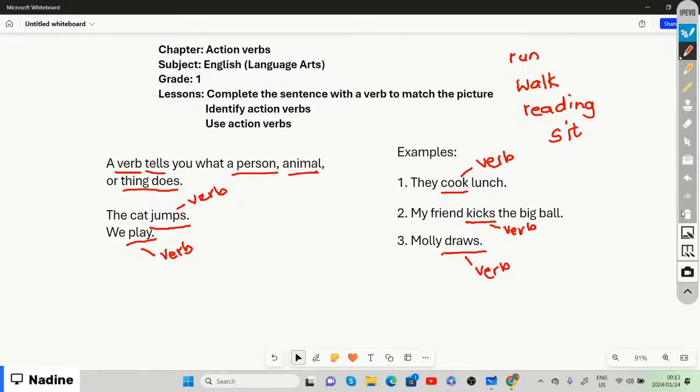And we said verbs tell us what the person, animal, or thing does. It is the action that either the person, the animal, or the thing does. And we made a few examples of verbs. And we said the examples are to jump, to play, to cook, kick, draw, run, walk, reading, and even sitting. That's a verb.